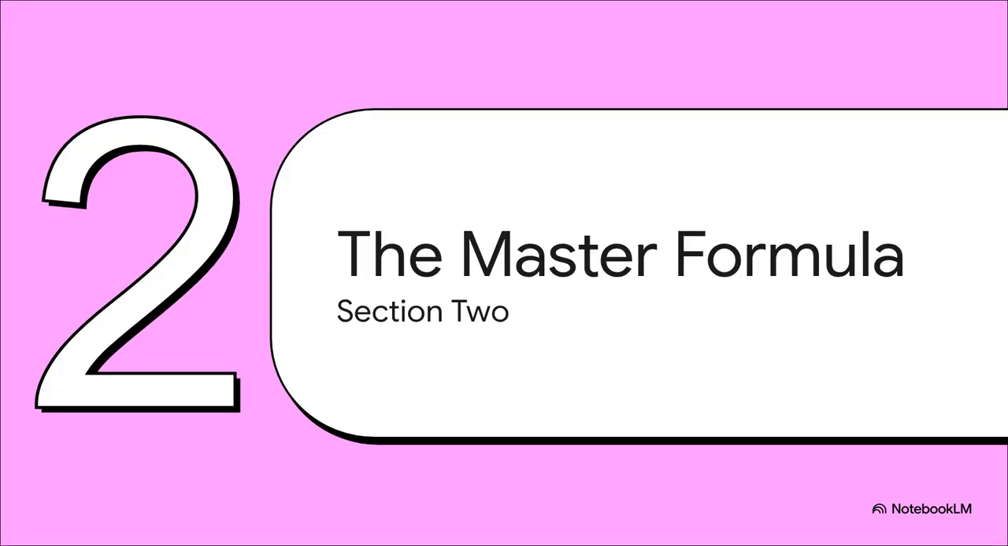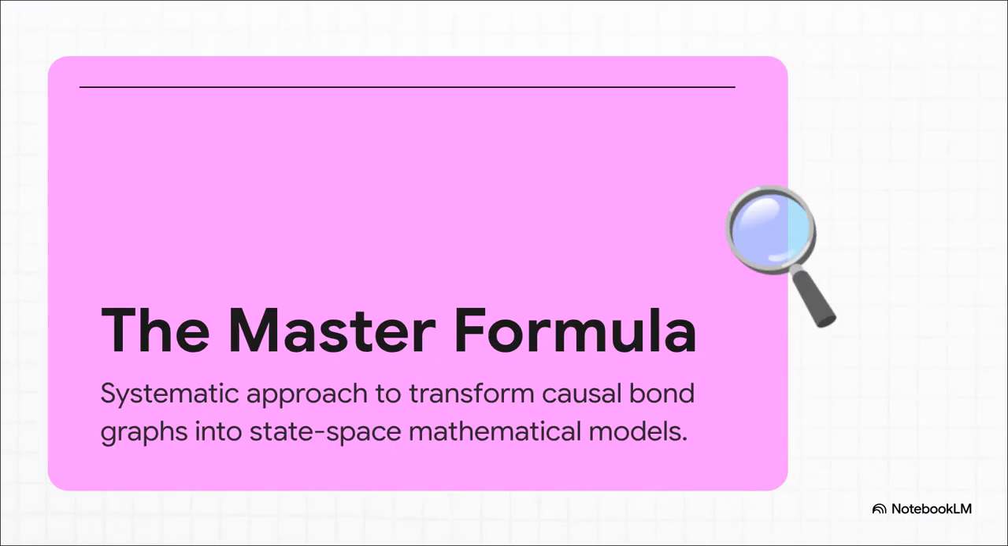Section 2, meet the master formula. This is where we introduce the ultimate translator to help us cross this divide. Since the causal bond graph effectively stores all these differential equations, we obviously need a reliable way to extract them. Enter the master formula. Think of this as a kind of mathematical superpower. It's a highly systematic approach used to transform causal bond graphs directly into complete state-space mathematical models.